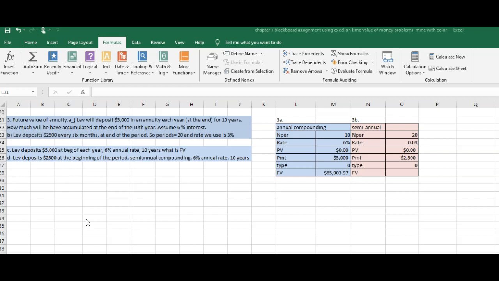Lev is going to deposit $5,000 a year in an annuity. He does that at the end of each year for all of 10 years. How much will he have at the end of the 10th year? And we're assuming a 6% interest in Part 3A.